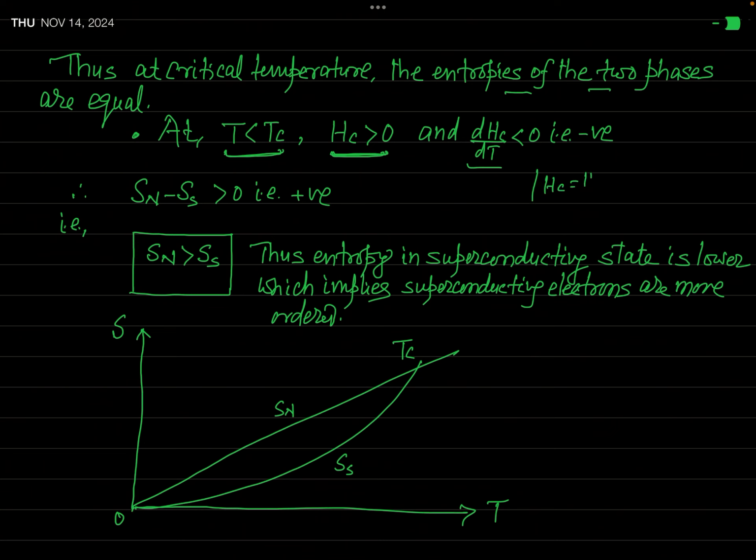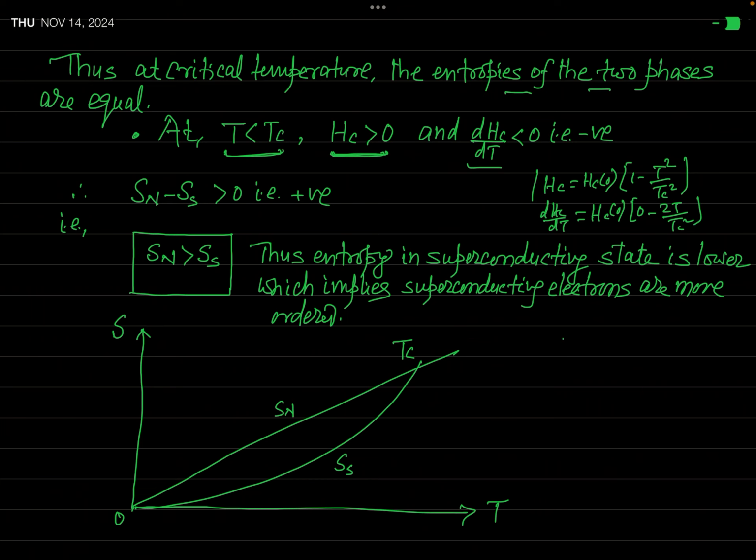Hc is equal to Hc0 times (1 minus T square by Tc square). And now differentiate it, dHc by dt. See here, this Hc0 is constant, and 1 is constant, so this derivative will be 0, and this is minus 2t by Tc square.